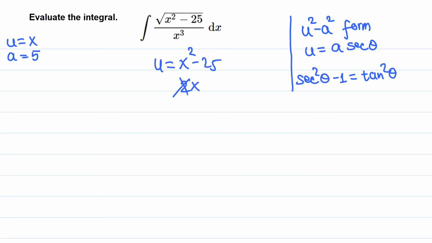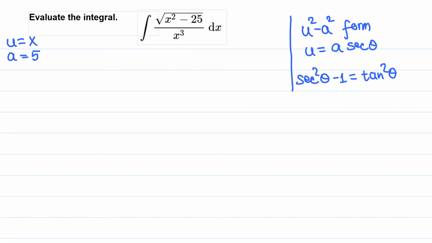We can always manage the 2. We need x on the top. Unfortunately, we've got x cubed on the bottom. In general, when we have a fraction, we try to assume u equals something from the bottom, but that's not the case here. In fact, u substitution does not work.